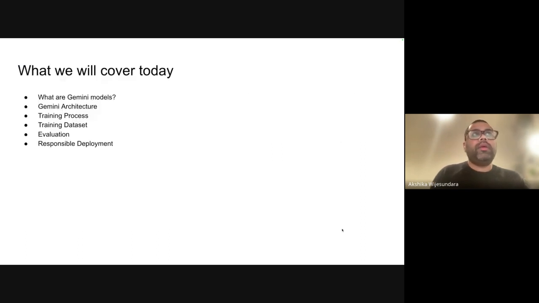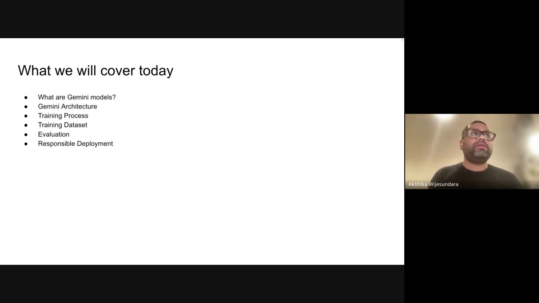So what we'll cover today is what the Gemini models are and the Gemini architecture that they've used. As I said, we have to go by what's provided in the paper, so there are certain sections where we can't have a lot of information. It's a bit of a problem, but we'll try our best to explore what's stated in the paper, referring to other literature to understand how Gemini was built.